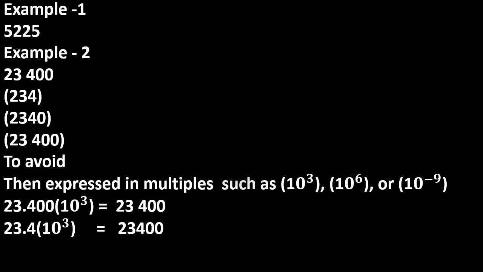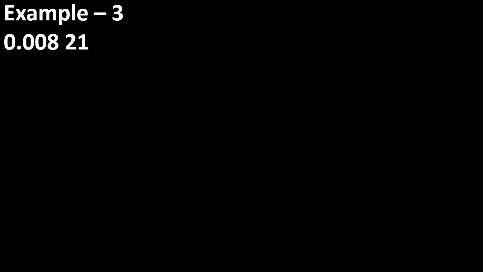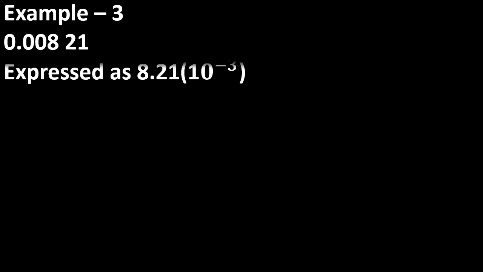For example, 0.00821 has 3 significant figures. Using engineering notation, this number is expressed as 8.21 times 10 raised to minus 3. Likewise, 0.000582 can be expressed as 0.582 times 10 raised to minus 3 or 582 times 10 raised to minus 6.